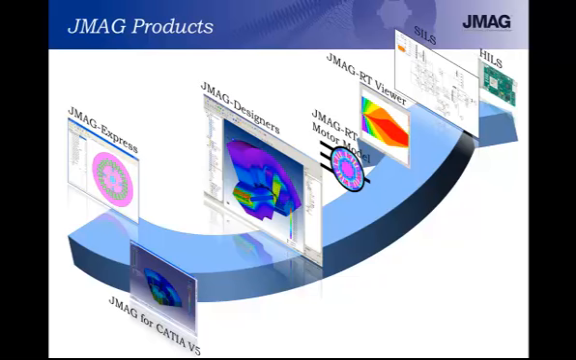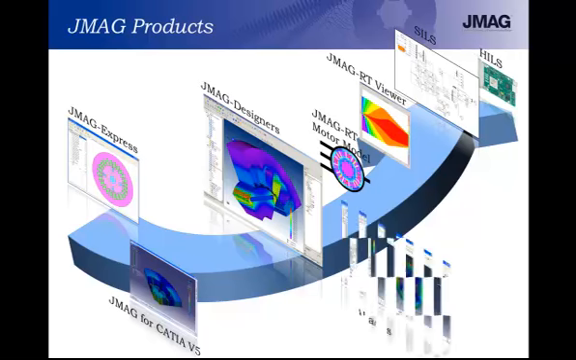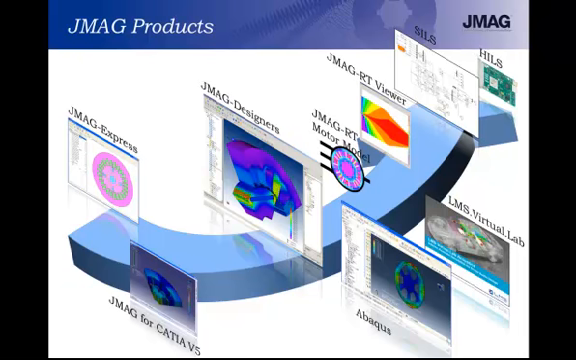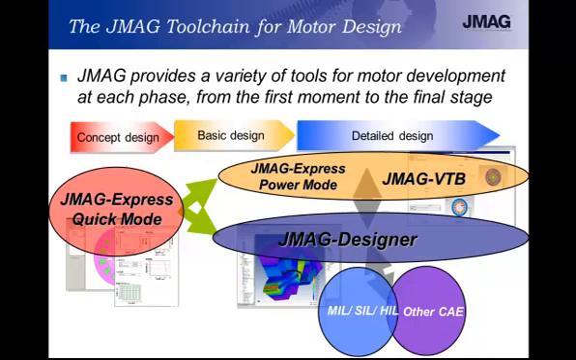Another product in the JMAG lineup is the embedded version of JMAG in CATIA V5, as well as links to programs such as Abaqus for thermal and structural simulations, and LMS's Virtual Lab for noise and vibration simulations. JMAG provides a variety of tools for machine development at every phase, starting with concept design and going all the way into the final detailed analysis.